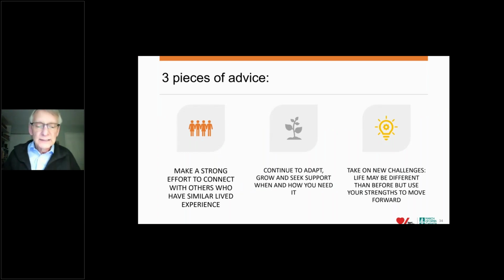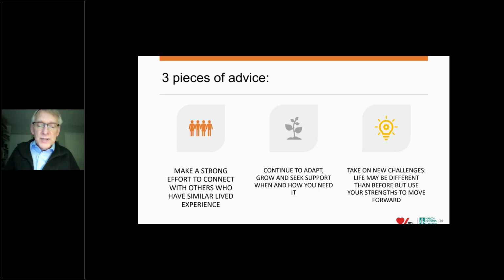Pieces of advice. One, support from others with lived experience was truly helpful to me. The stroke survivors I have met made an incredible difference in my recovery. Through my new friends, I heard stories of the strengths and deficiencies of stroke recovery programs and treatments across the country.